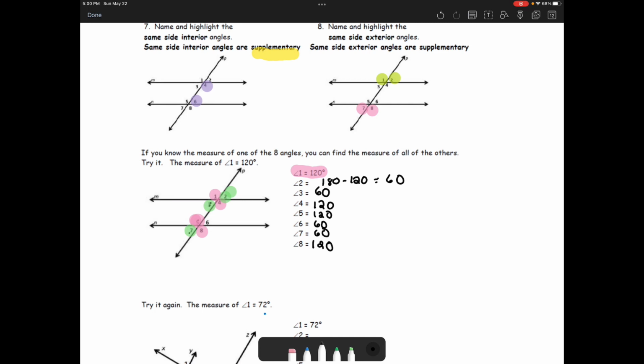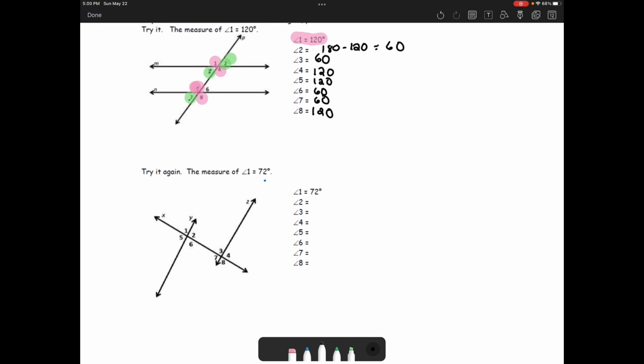Okay? So your angle will either be congruent or it will be supplementary. What I would like for you to do is try the next set of parallel lines and transversals. They give us that 1 is 72. So then I want you to find the corresponding angle. Find a vertical angle. And then when you find a vertical angle, find a corresponding angle. And then find a vertical angle to that. And then you can say all of those are 72.